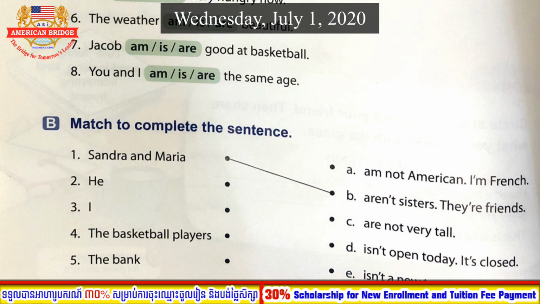The basketball players are not very tall, or isn't open today, it's closed. So because the subject, the basketball players, is plural, you have to find are. So letter C, right? The basketball players are not very tall. And the last one, the bank, letter D, isn't open today, it's closed.